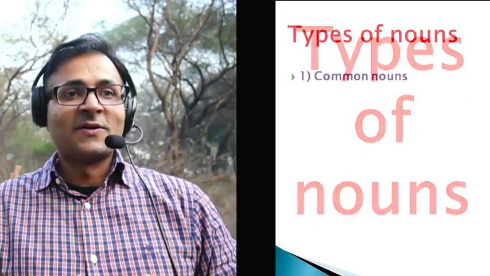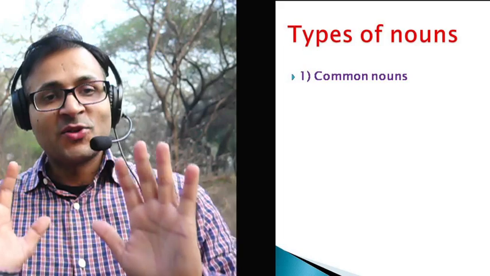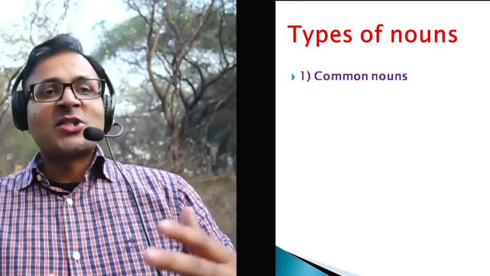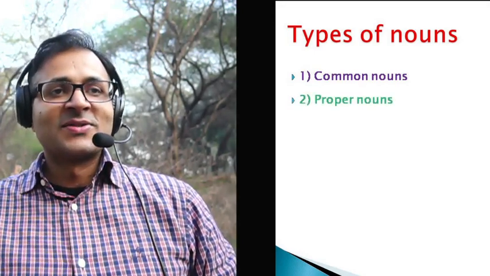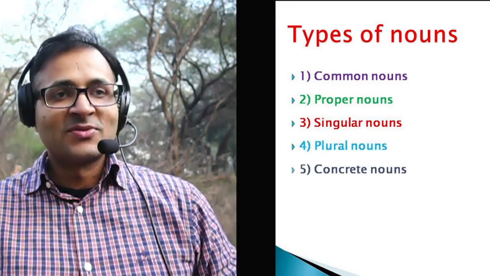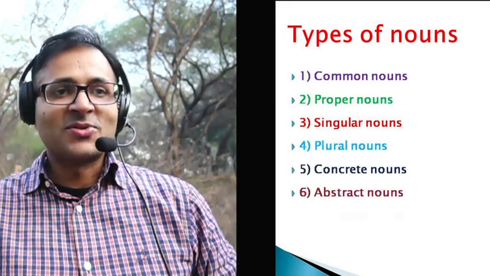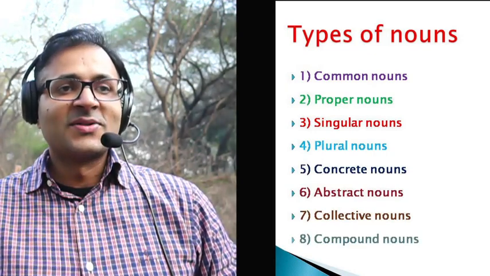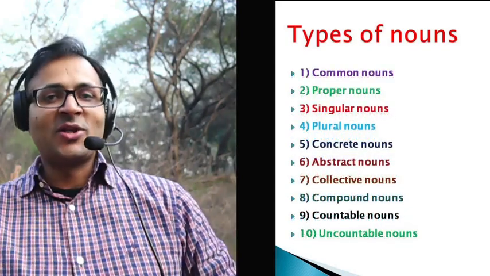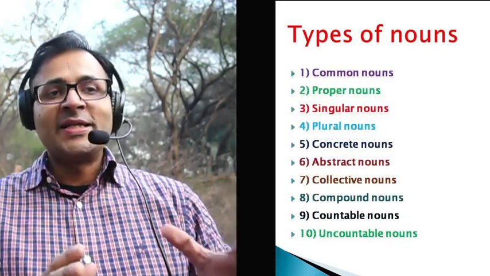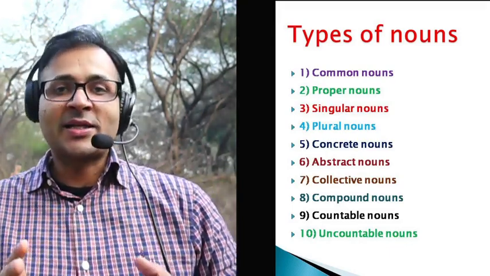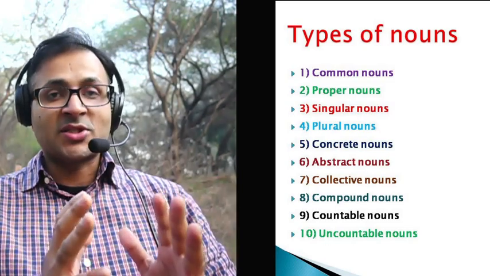In total, we have 10 types of nouns. 10 total. I don't have 11 fingers, just 10. So first is common noun. Next, proper noun, singular nouns, plural nouns, concrete nouns, abstract nouns, collective nouns, compound nouns, countable nouns, and of course when you have countable, you have uncountable nouns. Now we'll study each of the noun types in detail. Some grammarians also give you 8 types, 9 types, or 11 types. Here I will be discussing only 10.